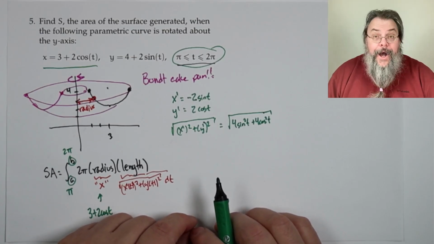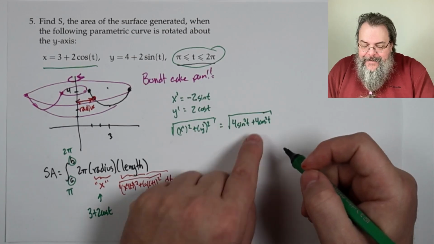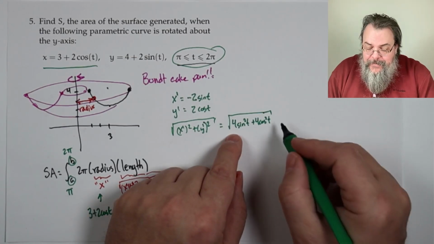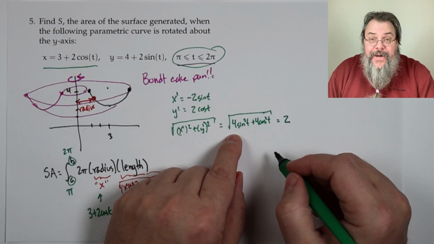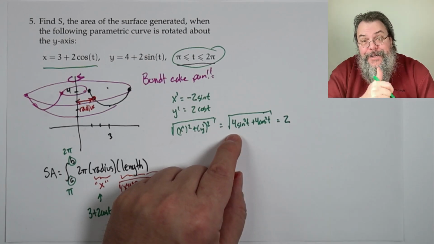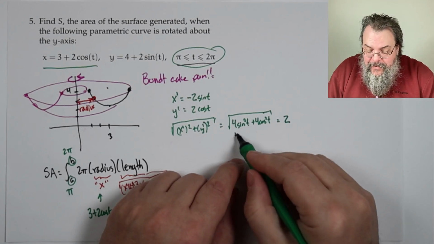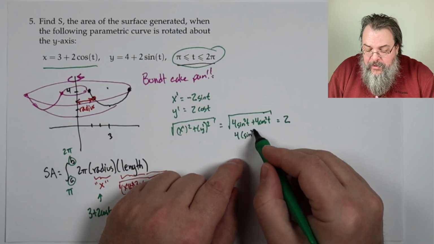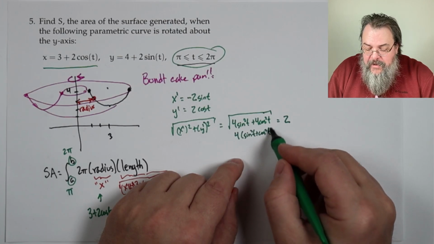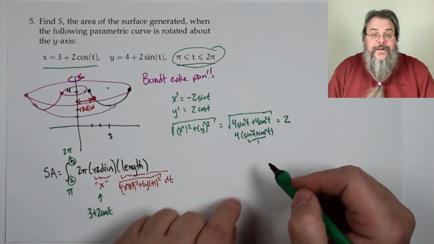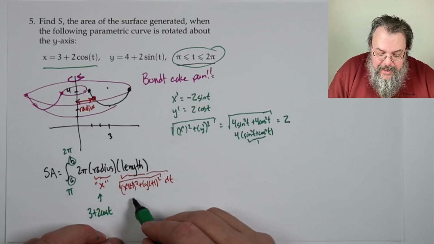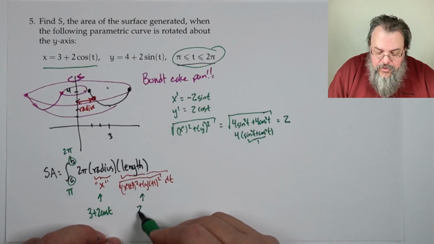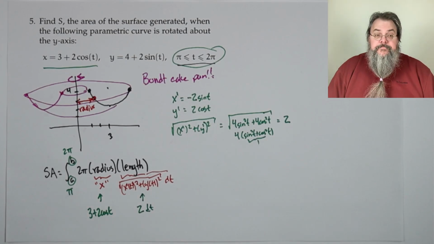And then we're like, and it does simplify, right? Because you can pull the 4 out, and the square root of 4 is 2. And then sine squared plus cosine squared is 1. Right? So this is 4 times sine squared plus cosine squared. And then this is 1. So it's like, whoa, what does that tell us? Well, that tells us that our length is going to become 2 dt.